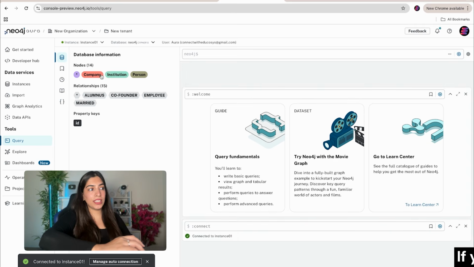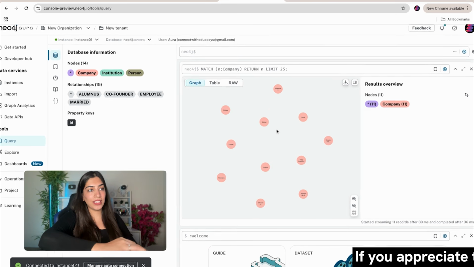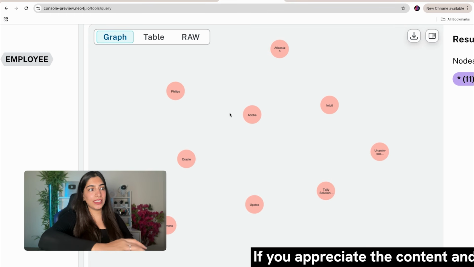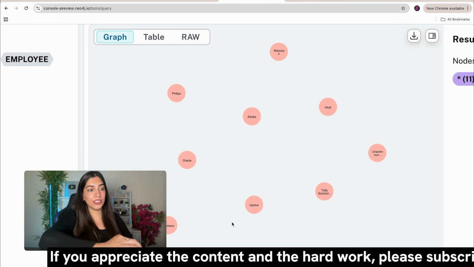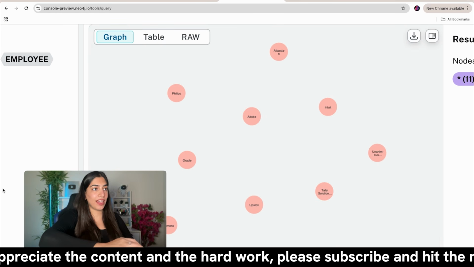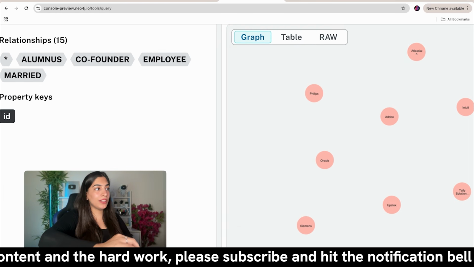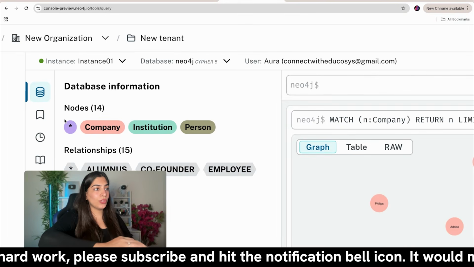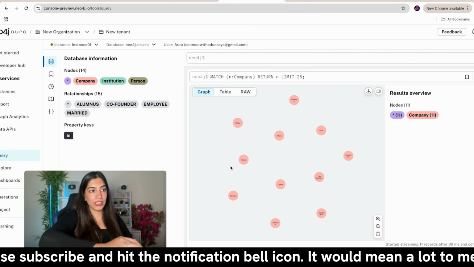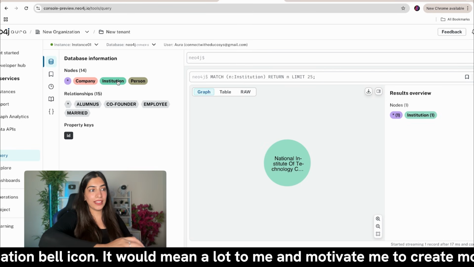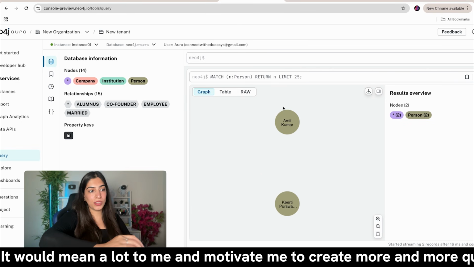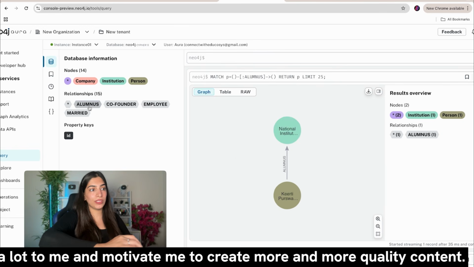Here you can see all the nodes that I have. So these are the different nodes. So here you can see Philips, Adobe, Atlassian, Intuit, Tally Solutions, Upstocks, right? So these are the companies that Amit has worked at and I have worked at. So now let's see what are the different nodes. So this was just the company. So right, the company ones are in peach color. Then institution is only one. There are two persons, Amit Kumar and Keerti Purswani, if you want to see relationship.